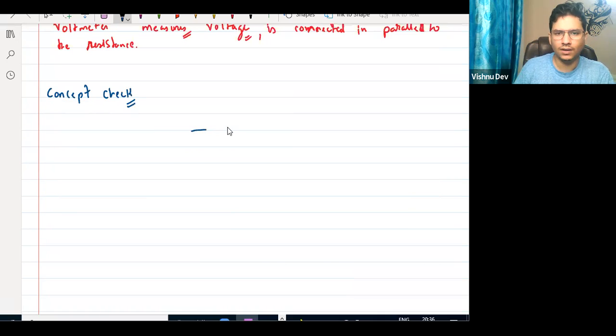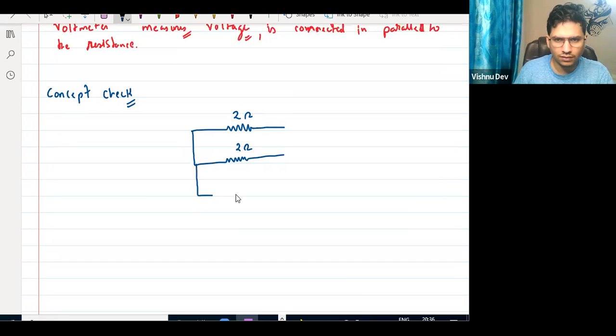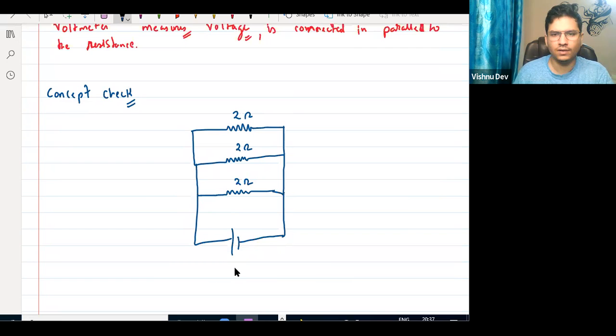Okay, right? So suppose this resistance is 2 ohm, 2 ohm. And here I have a battery, and the potential of the battery is, suppose, 6 volt. Find current. Find I total and I1, I2, I3. Everyone do that, quickly.